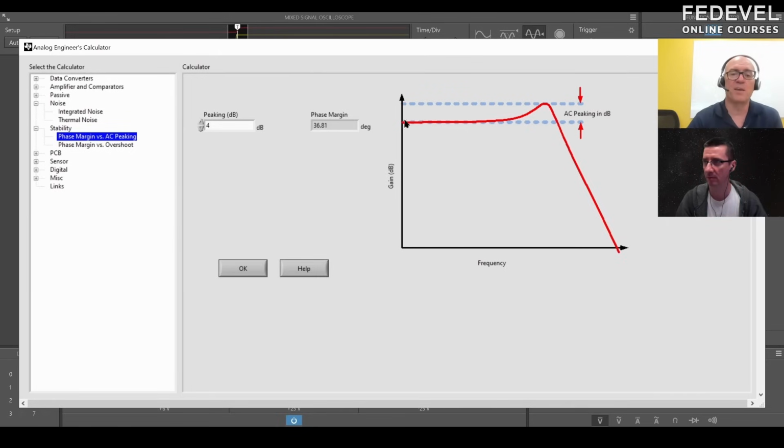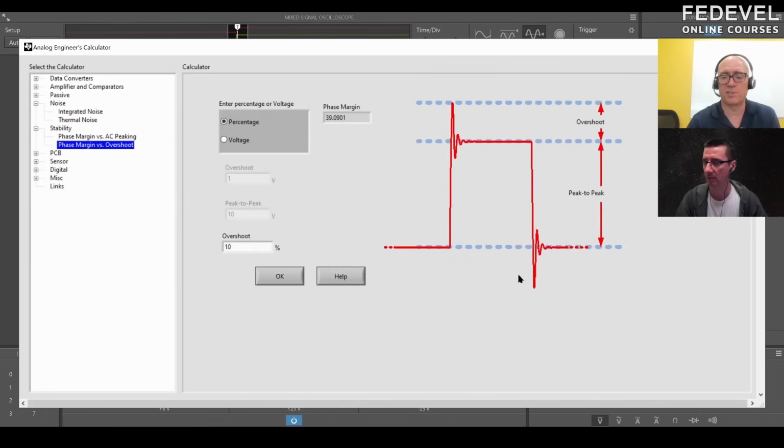So you could look at the Bode plot, the AC response, or you could look at a small signal step and the amount of overshoot and ringing you get to see whether a circuit's stable or not.